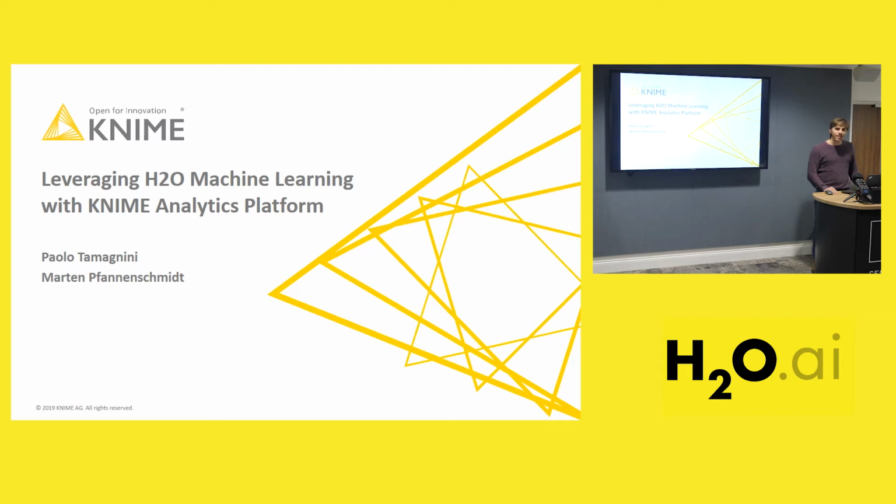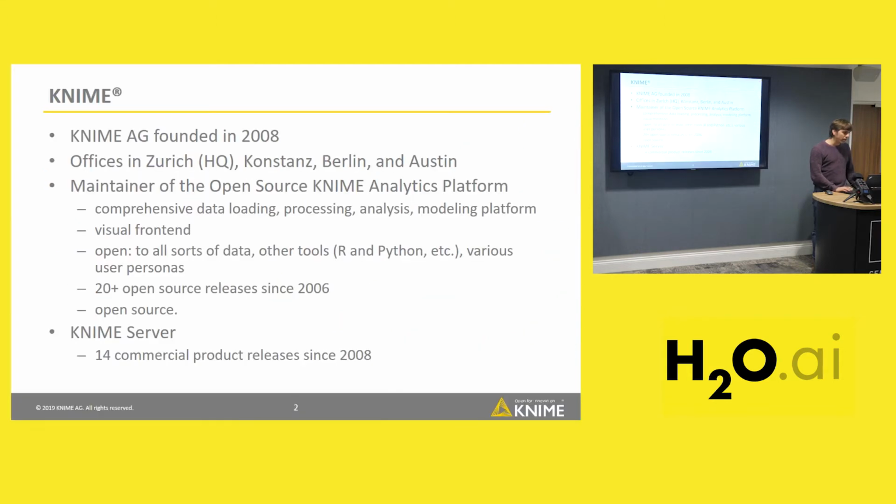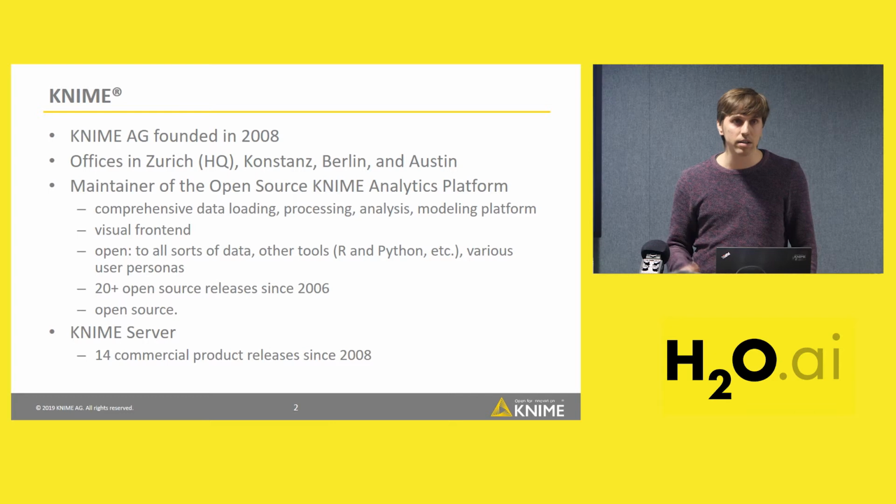All right, thank you. So I'm gonna leave a couple of words about what KNIME is. KNIME is the organization behind the open source analytics platform. It was founded in 2008. We got offices in Zurich, Constance, and Berlin. That's where we both are located, and in Austin, Texas.